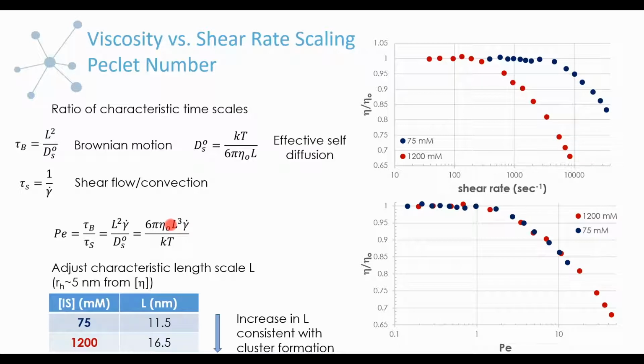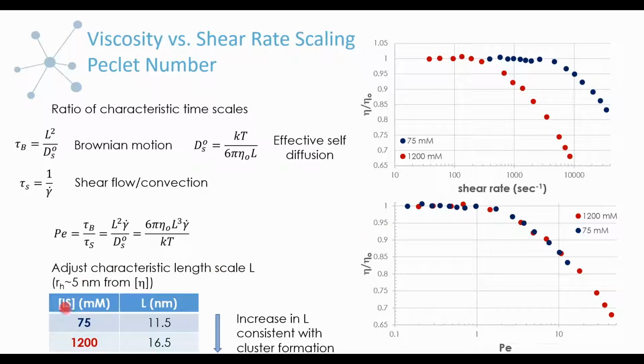So to try to shift the data, what I wanted to do was adjust this length scale for our two particular samples that we're looking at here and see if we can develop a master curve, and then what these length scales turn out to be. So in this case, I was adjusting the length scale such that the shear thinning onset occurred close to a Peclet number of 1.